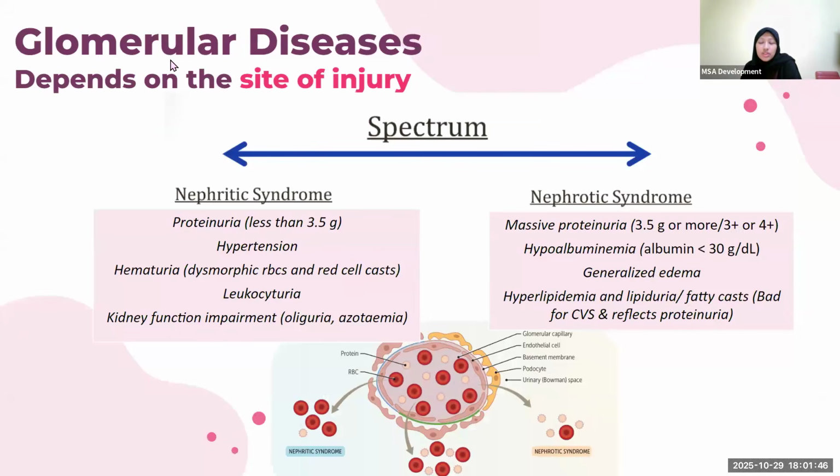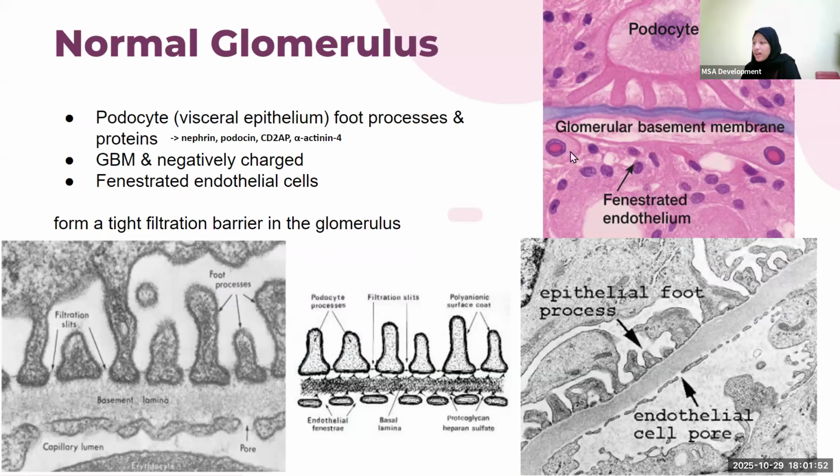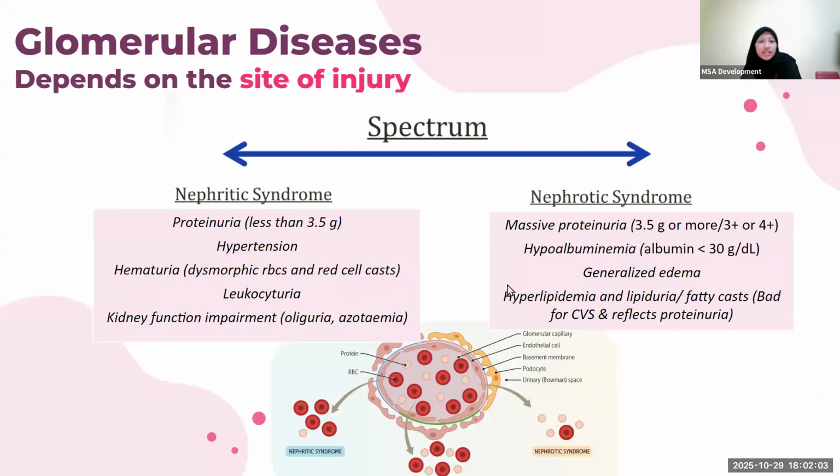Now, glomerular disease is anything where there is an injury to any of these sites. There are a lot of different types, and you can classify them broadly into two main syndromes. The first is nephritic syndrome, and the second is nephrotic syndrome. How can we classify something as nephritic or nephrotic? It is based on the site of injury.